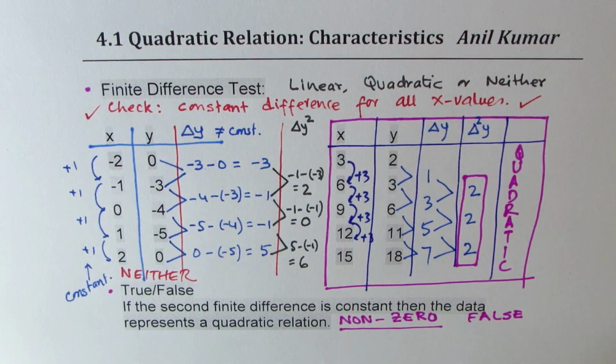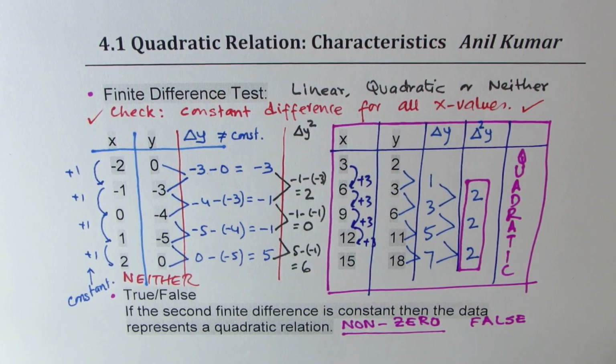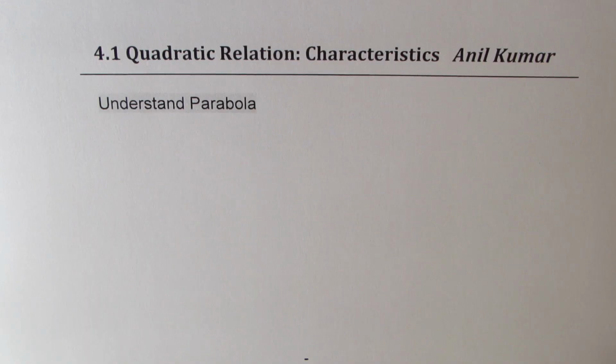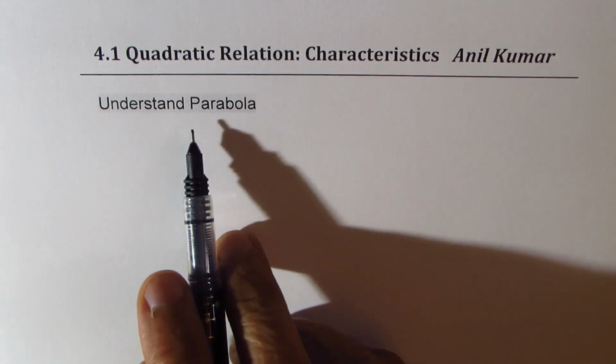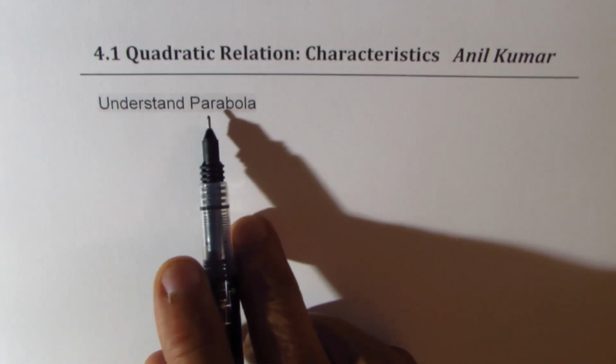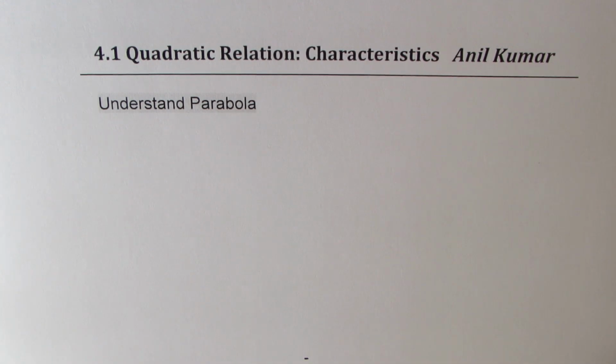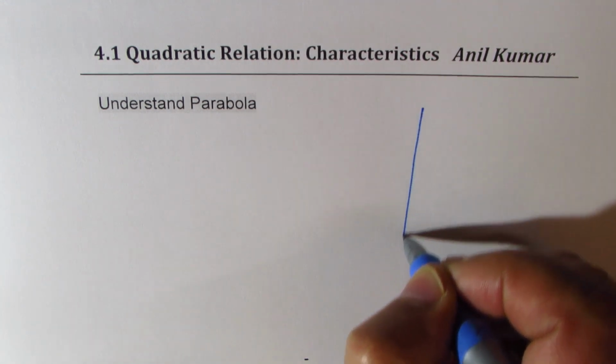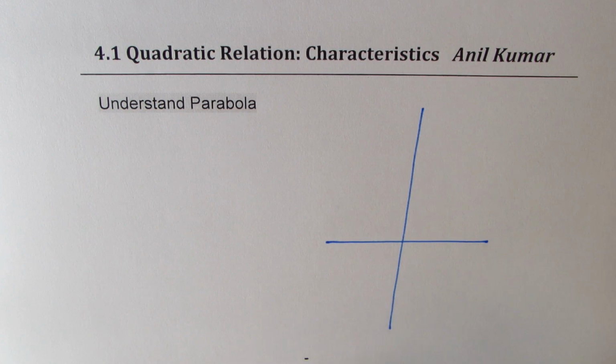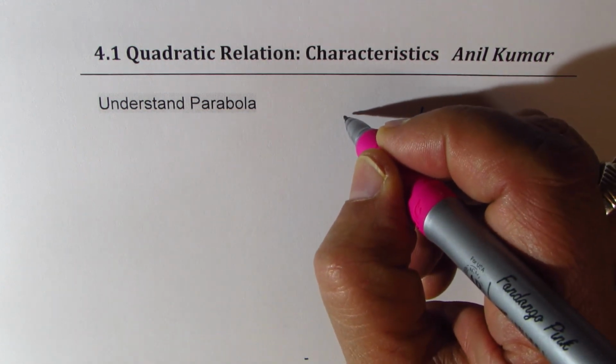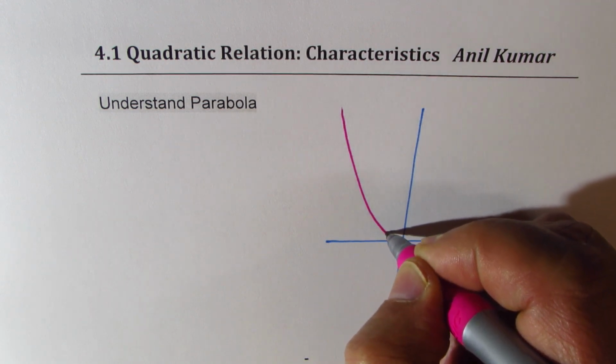So let's move on and now understand what a parabola is. Now let's try to understand some typical features of a quadratic graph, which looks like a parabola. So let me sketch one here and then we will label it. So normally we could have some structure which is like this.